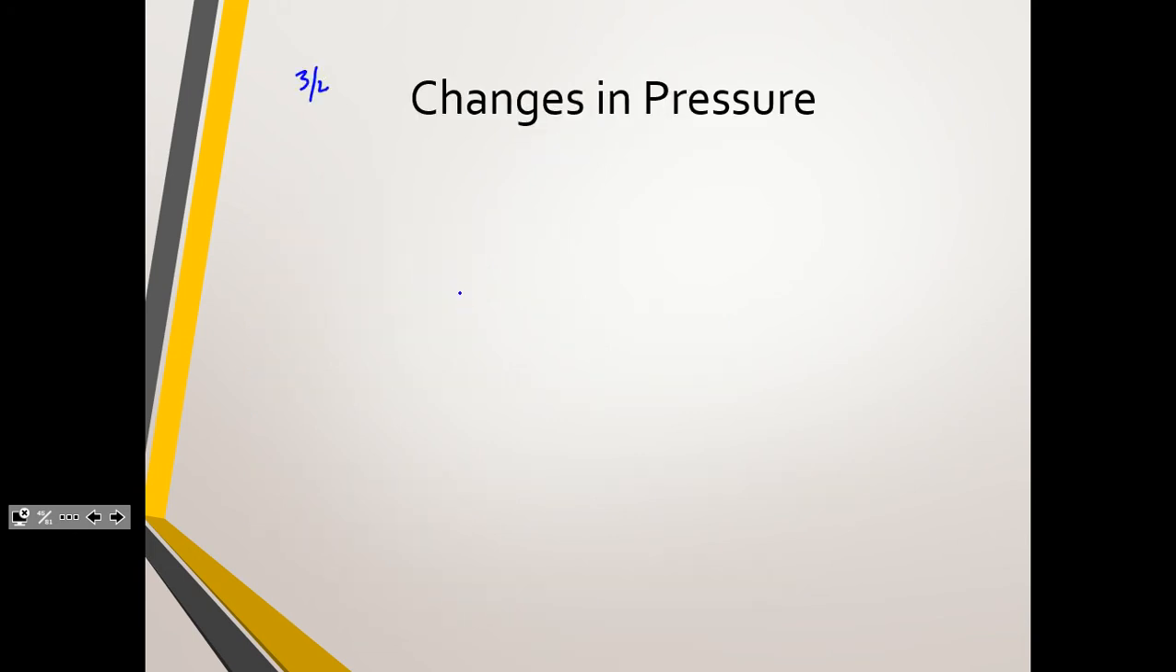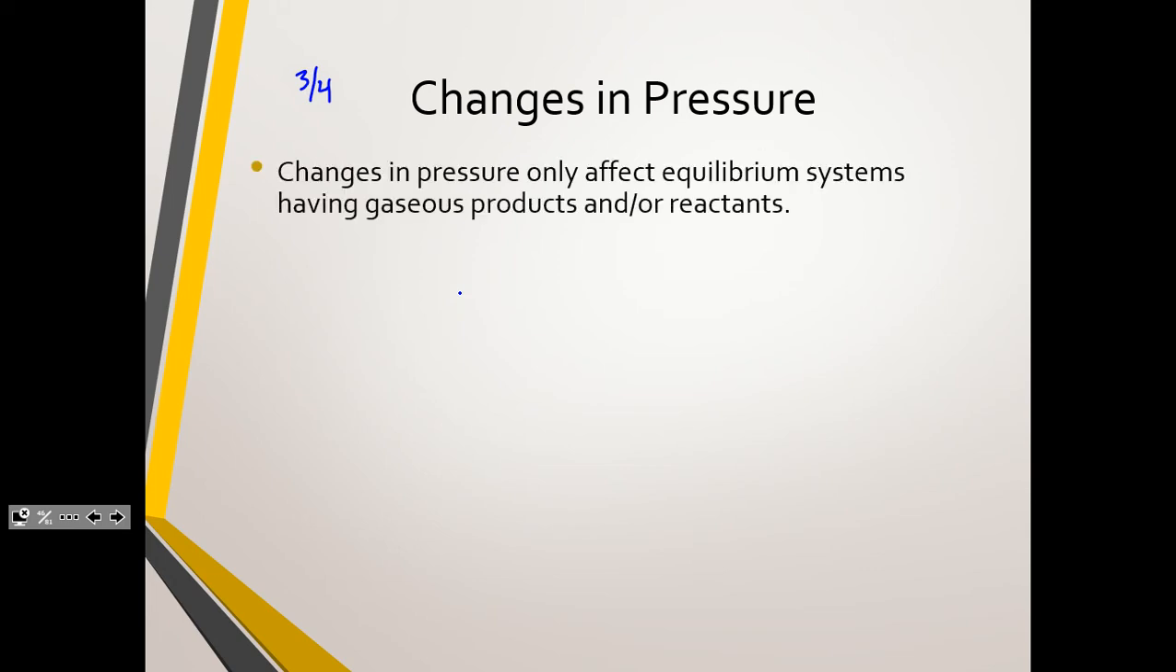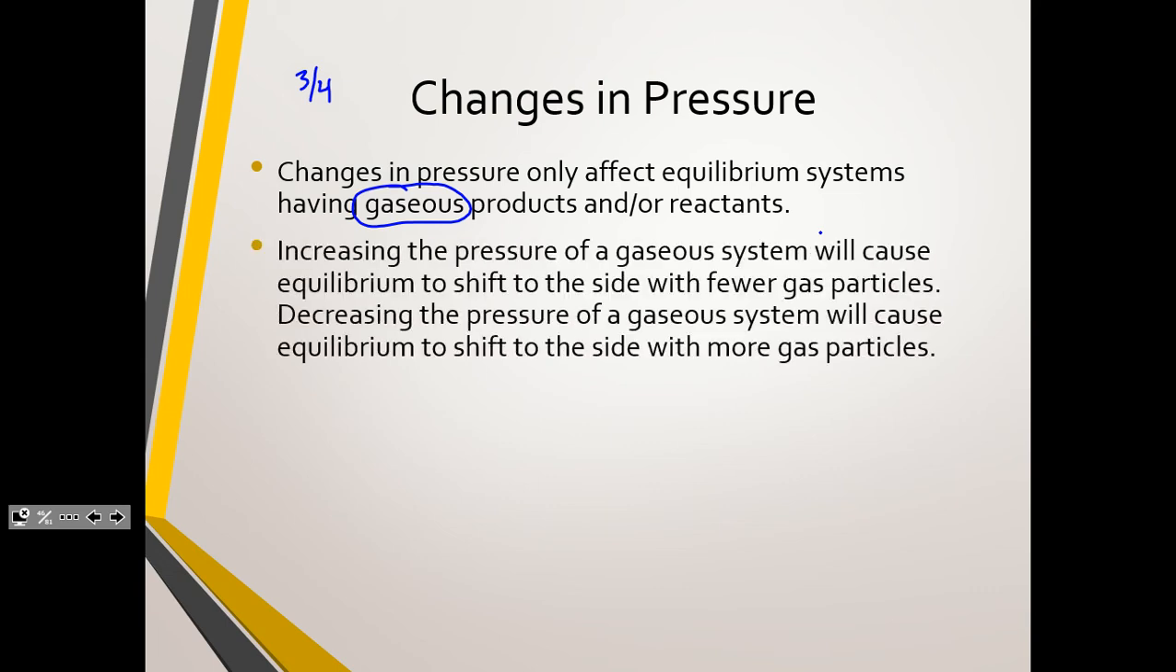3 out of 4, this will be changes in pressure. And as you know, pressures will only affect, you might want to circle this, the gaseous products and or reactants in the equation. Solids and liquids are already not included, but this would also exclude aqueous systems.